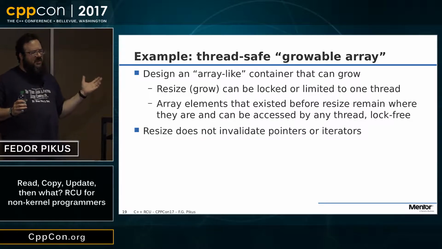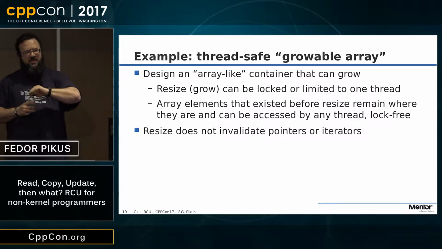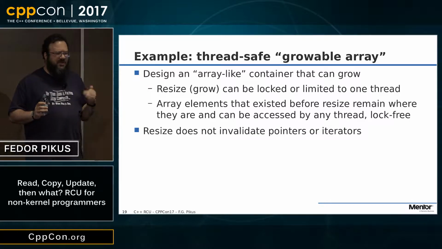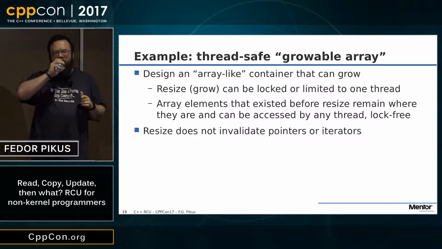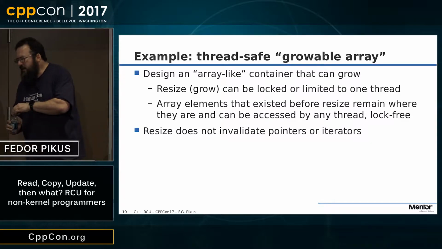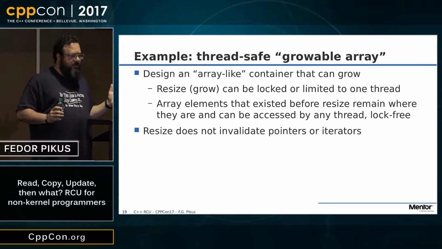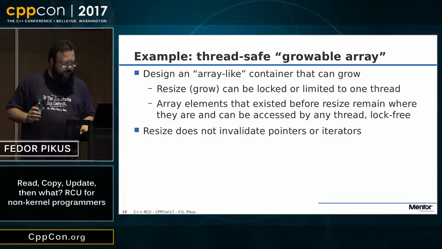I also don't want to invalidate pointers or iterators, which is not directly the same as saying I don't want to log the square brackets, but it's related. So how do you make a growable container that doesn't invalidate pointers or iterators?